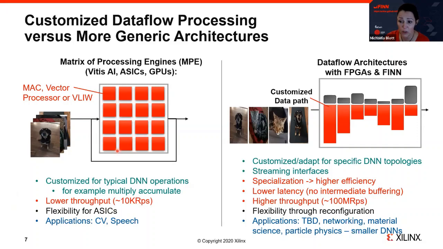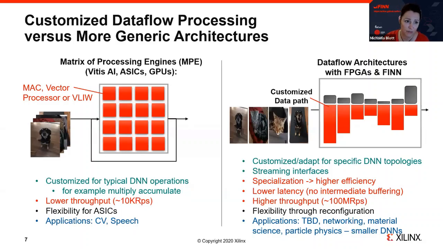They're customized for machine learning in general in regards to the type of operations and ALUs they support, for example, lots of multiply accumulates. These architectures achieve typical performance of up to tens of thousands of requests per second. They provide the necessary flexibility for the ASICs, as you can basically run any DNN on this as long as it uses only operations that are supported in the hardware architecture. And this approach is popular within the computer vision and speech application context using large DNNs.